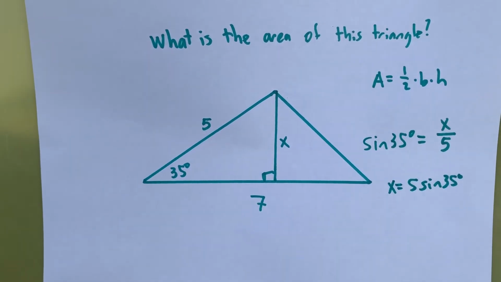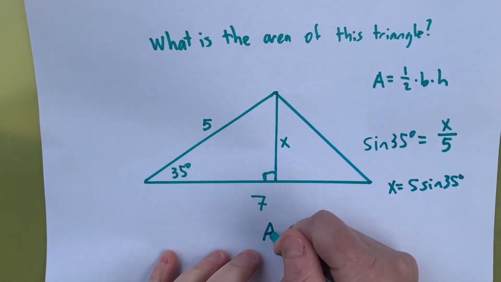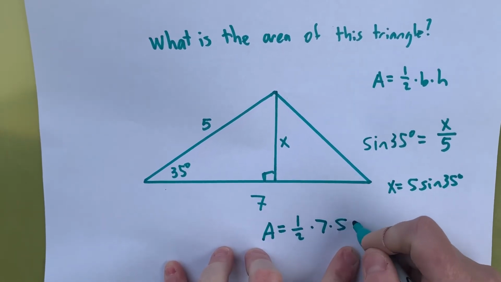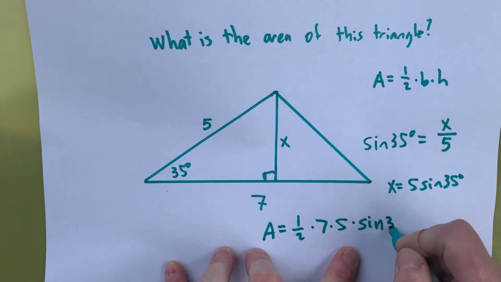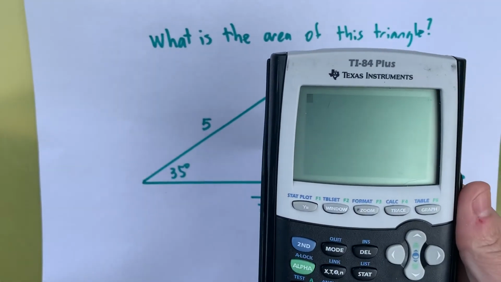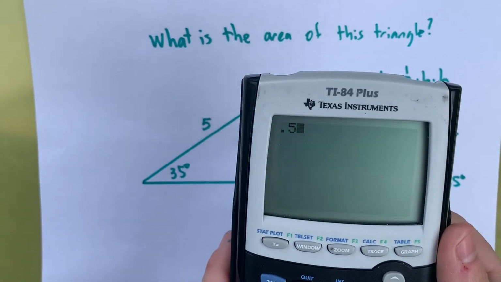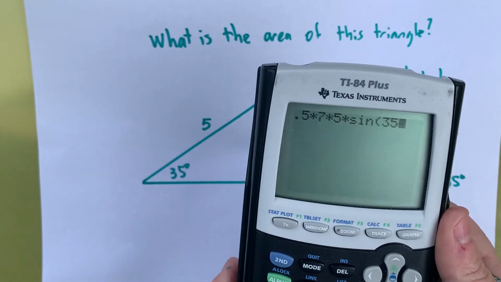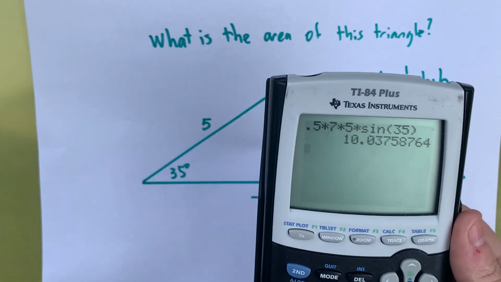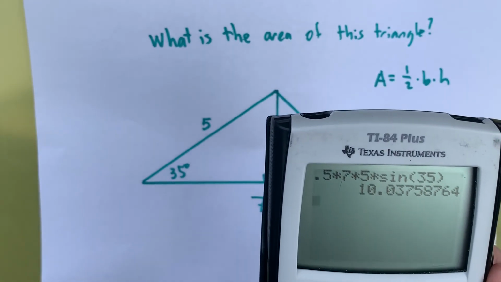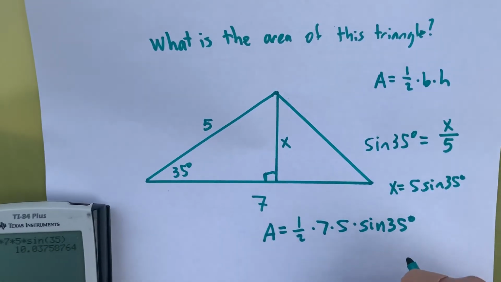And now I'm ready to use my area formula. The area of that triangle is 1/2 times the base times the height. And now it's just a matter of putting that in my calculator. So 1/2 times the base times the height. And I think I got 10.03758764. Is that what you got?